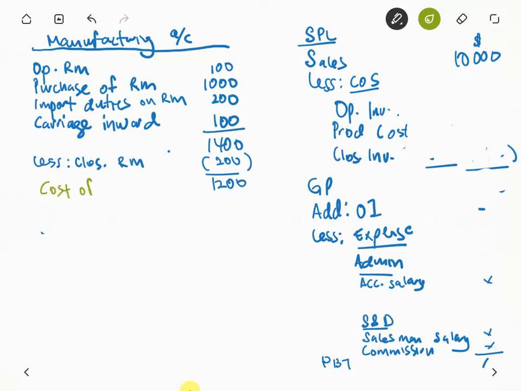Cost of raw material. Yes, consume. Material setup. Marks will be given on 1, 2, 3, 4, 5, 6, 3 marks. Easily direct material, minimum 3 marks. So go back, memorize. Opening raw mat plus purchase plus import duty plus your carriage inward less closing inventory, cost of raw mat consumed. Okay? Opening plus purchase plus import plus carriage, total less closing raw mat, cost of raw mat consumed 1,002.